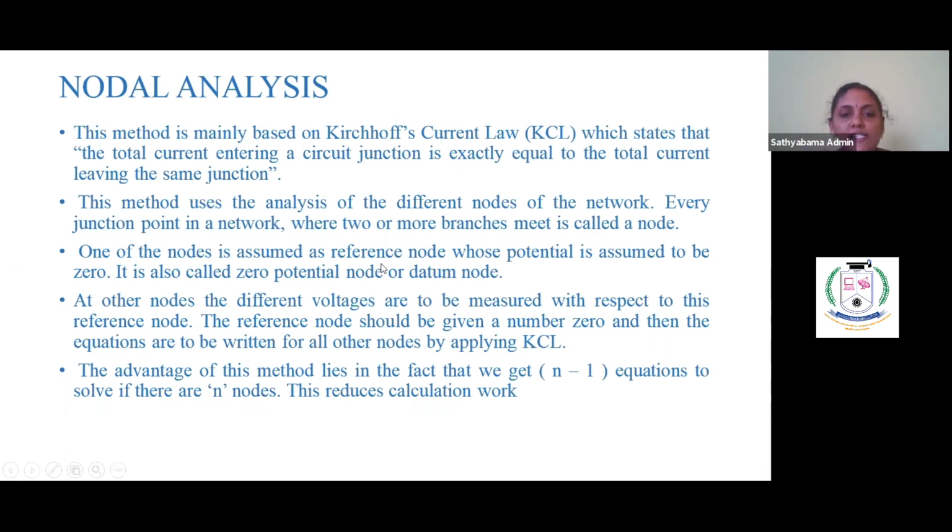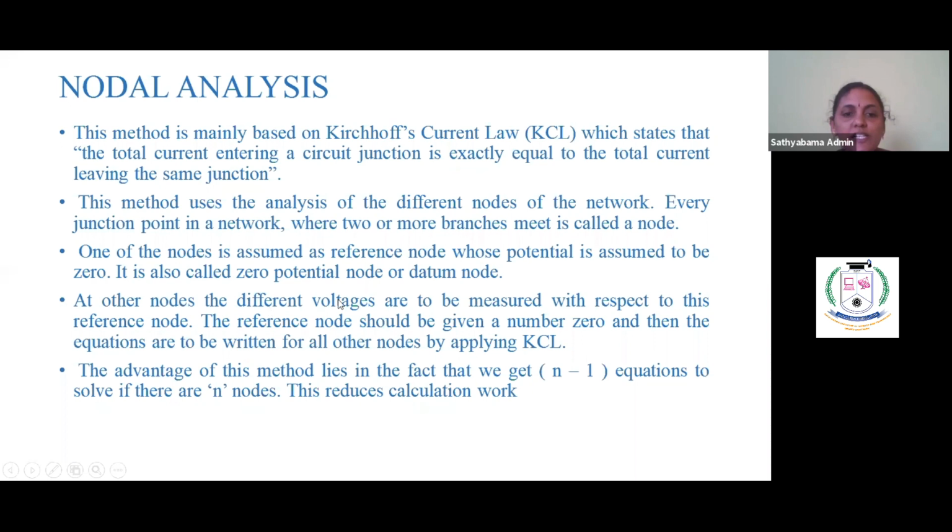One of the nodes is assumed as a reference node whose potential is assumed to be zero. It is also called the zero potential node. So in any problem, we will always have one reference node. In that reference node, the potential will be considered as zero. So if I have 5 nodes in the problem, one will be taken as the reference node and it will be a 4 node problem. So you will have 4 equations and based on that you have to solve the problem.